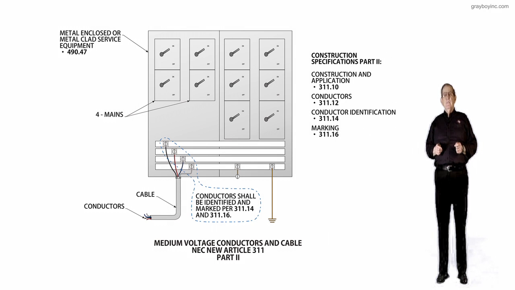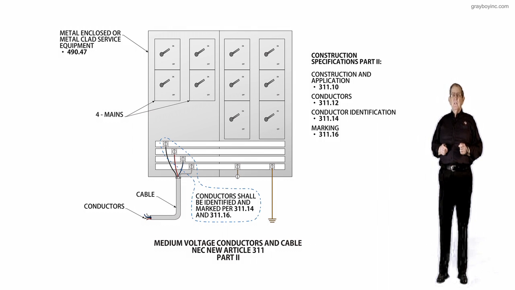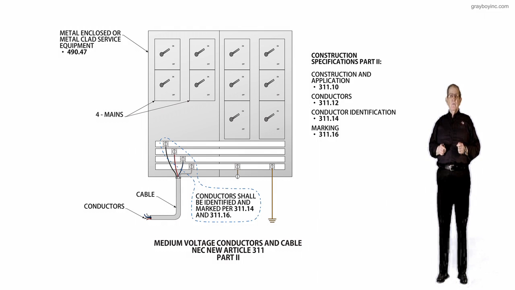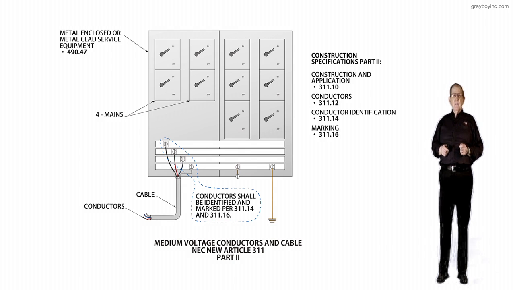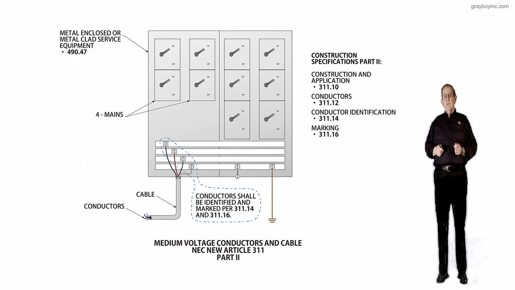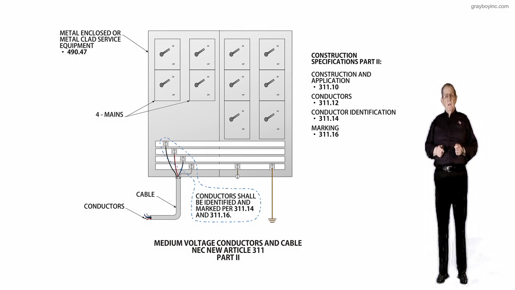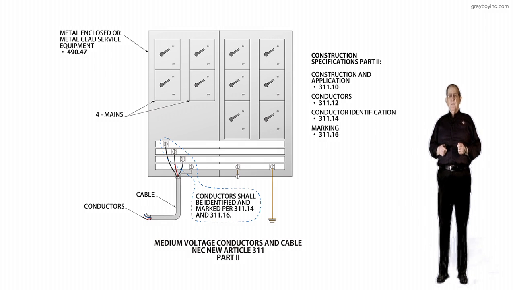This illustration deals with medium voltage conductors and cables in accordance with NEC new Article 311, Part 2. Purpose of change is a new article. A new article has been added to address medium voltage conductors and cables. Article 311, Part 2 covers the construction and application, conductors, conductor identification, and marking. This new article was existing Article 310 and Article 328 for medium voltage in the 2017 NEC.